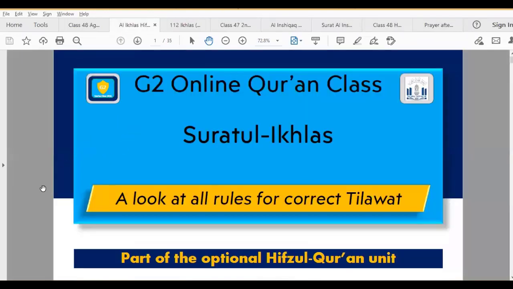So, as we just saw in the agenda, the first thing we're going to do in today's class is we're going to have a look at all the rules for the correct tilawat of Suratul Ikhlas. Okay, now I'm sure everybody that's joined today's class is well aware of this surah, and I'm sure that you all know it off by heart, as this is quite a short surah. And it's probably one of the first surahs that young children start to learn, because like I said, it's short, so it's more convenient to learn.